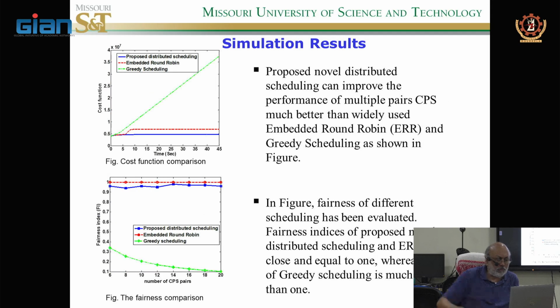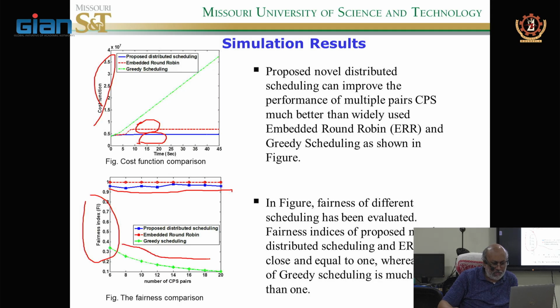Otherwise you can see that the cost function, if it's a greedy scheduling, keeps increasing, whereas with the proposed distributed scheduling, it's very small. The round robin takes longer total cost. And fairness, look at the fairness. The fairness with the greedy round robin is the highest, like we discussed, right? Everybody gets a chance. But our approach is close to 95%. It's still not bad. Whereas look at the greedy scheduling, it decreases as more number of subsystems are willing to transmit.